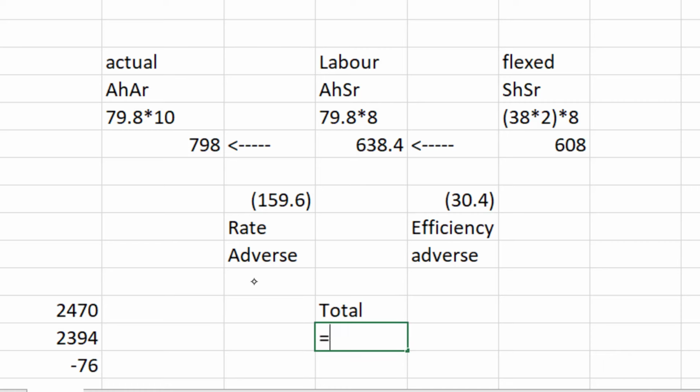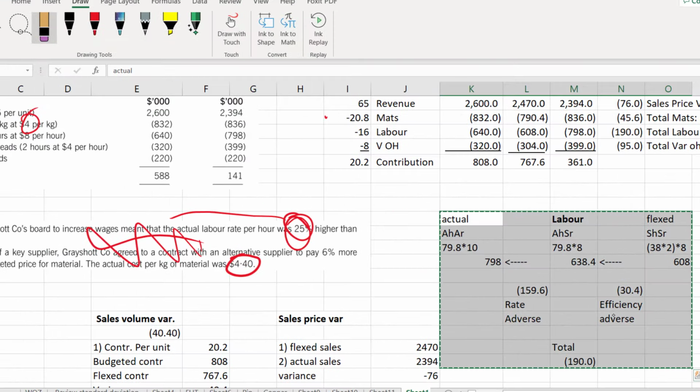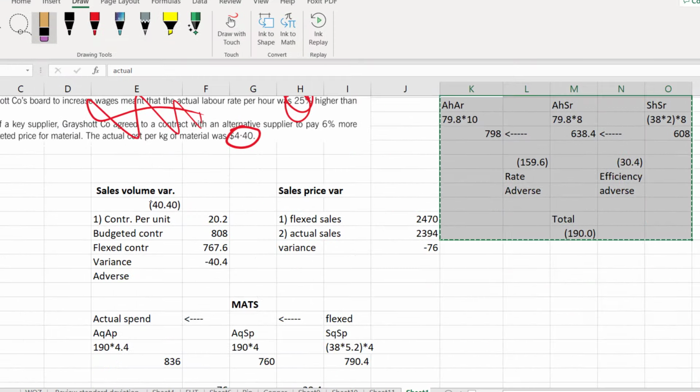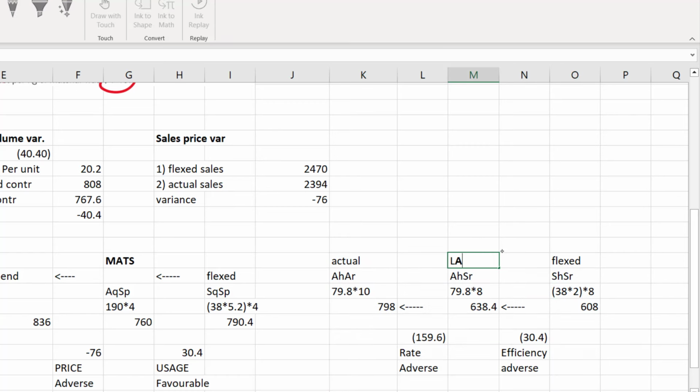And we could say that total variance will be the sum of these two. And that should match the 190. Does it match the 190? Yes, it does. Ladies and gentlemen, that is the labor variance breakdown. And that is everything that you need to know from the MA exam. These are the 4 variances that come up in MA. The sales volume, the sales price, the direct materials, and the direct labor.